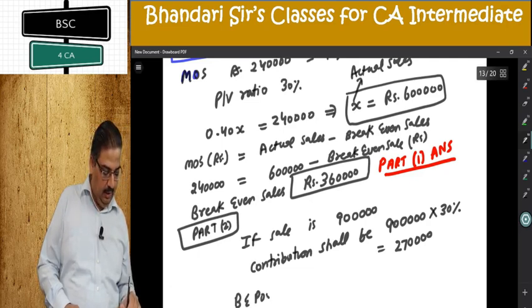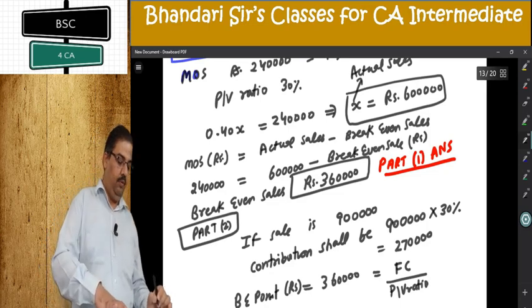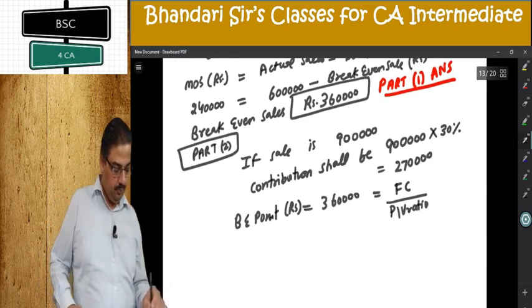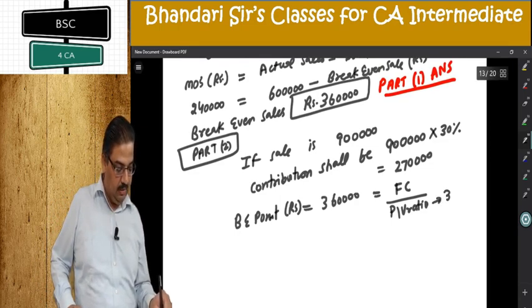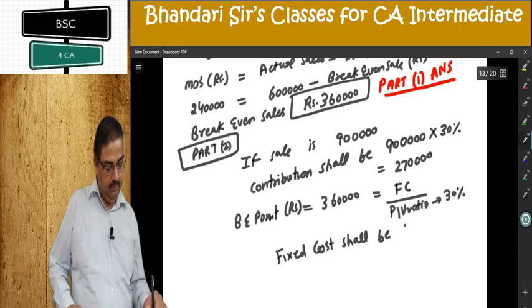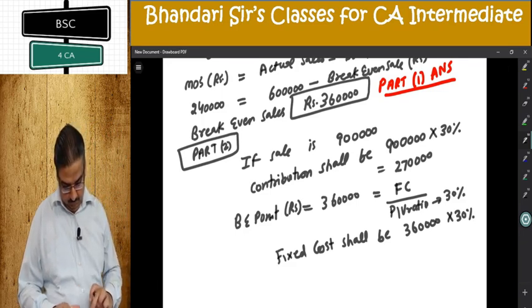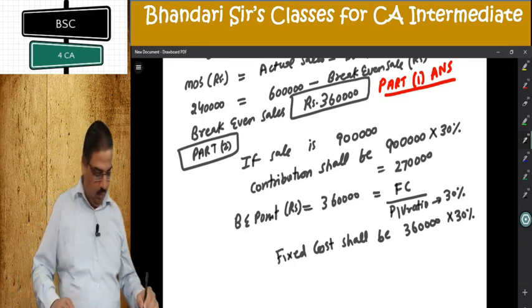Now break-even point in rupees 3,60,000 is equal to fixed cost divided by PV ratio. When PV ratio is 30%, fixed cost shall be 3,60,000 into 30%, 1,08,000.